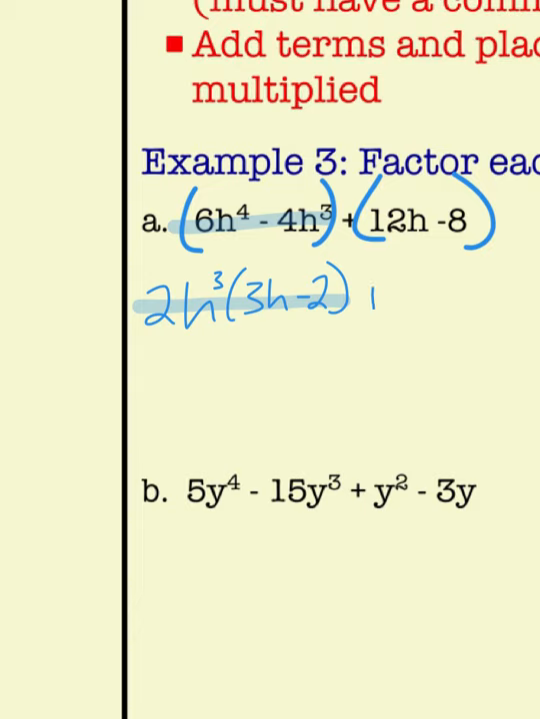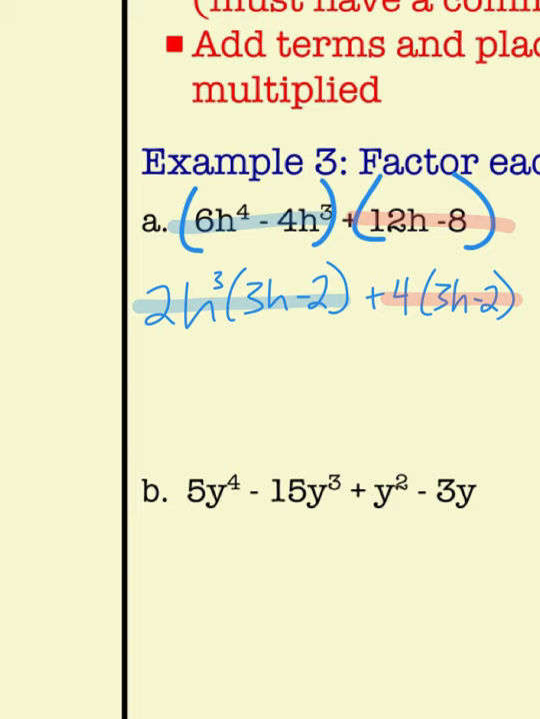Next, we have 12h minus 8. 12 and 8 have a 4 in common. There's no h in the second term, so I can't use that. 12h divided by 4 is 3h. Negative 8 divided by 4 is negative 2. All right, so this matches this.